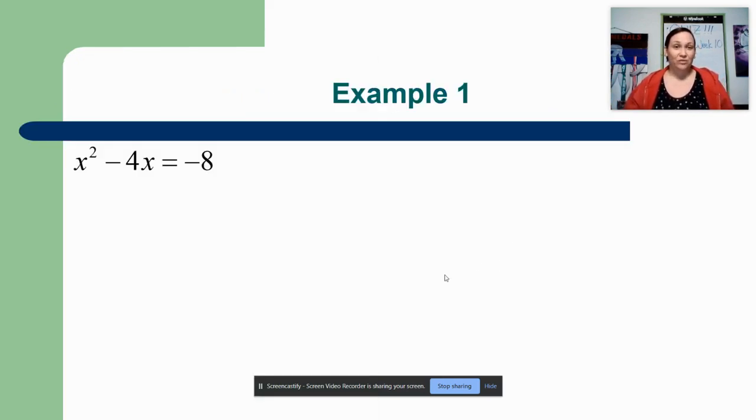Here's our first example for today. In this example, it is already set up for completing the square. My constant is already on the other side of the equal sign, so I don't need to move anything around to start this problem. Basically, I'm ready right now to put in my blank spaces, one on each side of the equation.